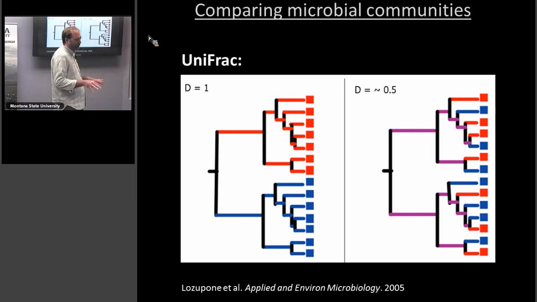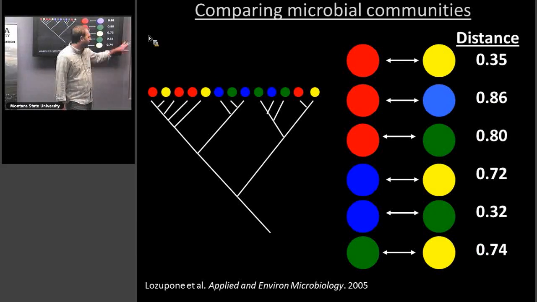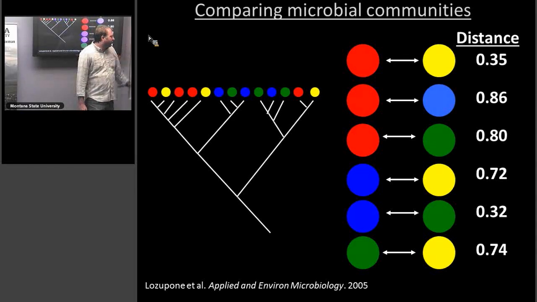No evolutionary overlap, you go to a distance of one. And then we do pairwise comparisons between all communities in the analysis. In this case, there's just four, say red and yellow. These are sharing a lot of evolutionary history together, and so you see these low distance values between red and yellow.